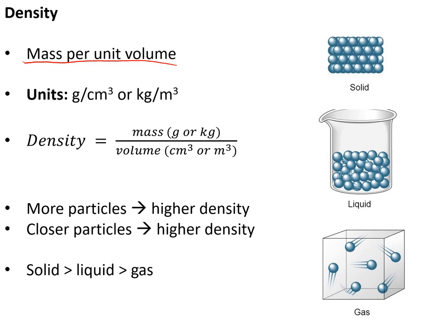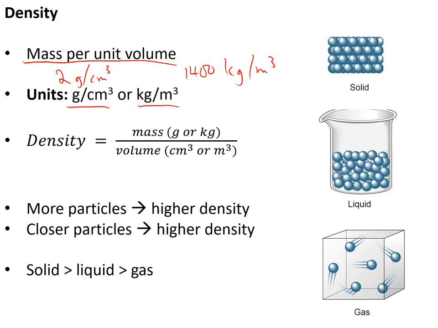Now we have two sets of units depending on what measurements we take. We can either talk about grams per centimeter cubed or kilograms per meter cubed. So if something had a density of say 2 grams per centimeter cubed, that would mean that a 1 centimeter cubed lump of it had a mass of 2 grams. Equally, if something had a density of 1,400 kilograms per meter cubed, that would mean that a meter cubed chunk of it would have a mass of 1,400 kilograms.